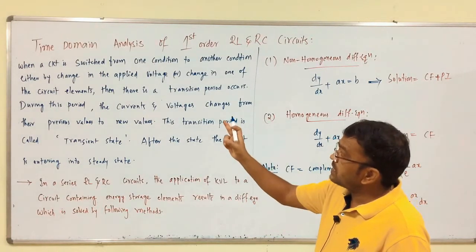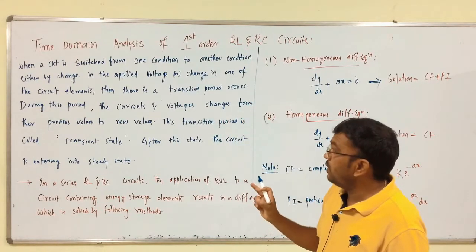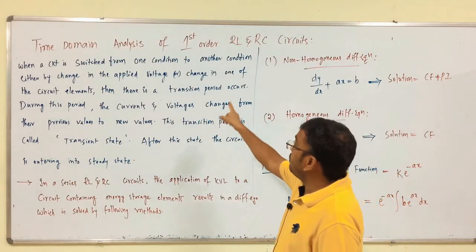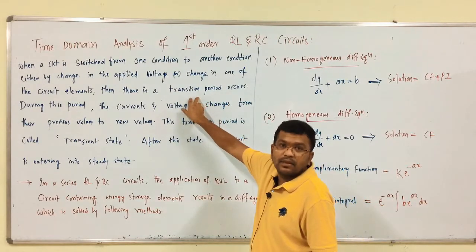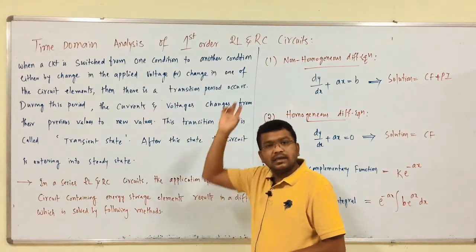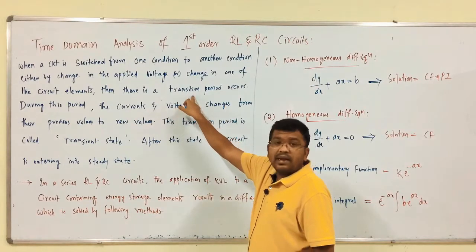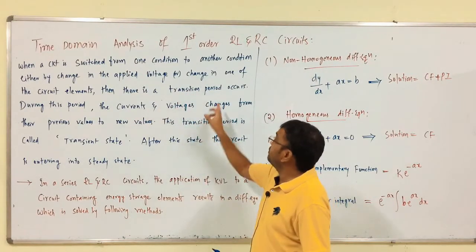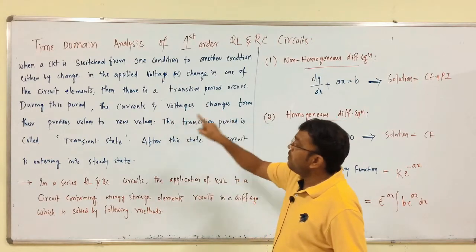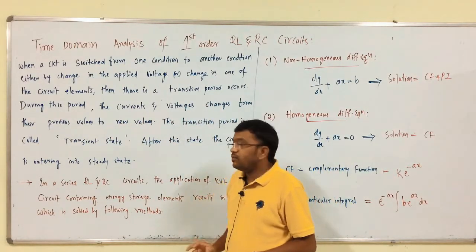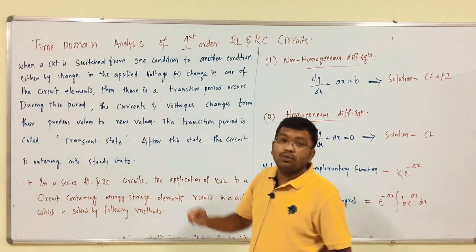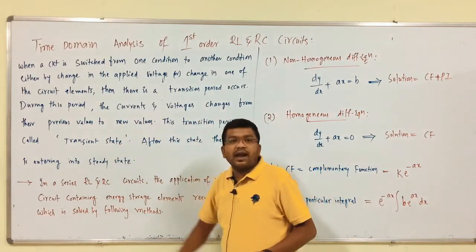That is, when a circuit is switched from one condition to another condition, either by a change in the applied voltage or a change in any element, then a transient period occurs. Means there is a change with time. By changing the values of applied voltage or any element, whether it is resistance, inductance or capacitance, we will get a transition period. Means we will get a change in current with time. During this period, the currents and voltages change from previous values to new values, and this period is called the transient period.